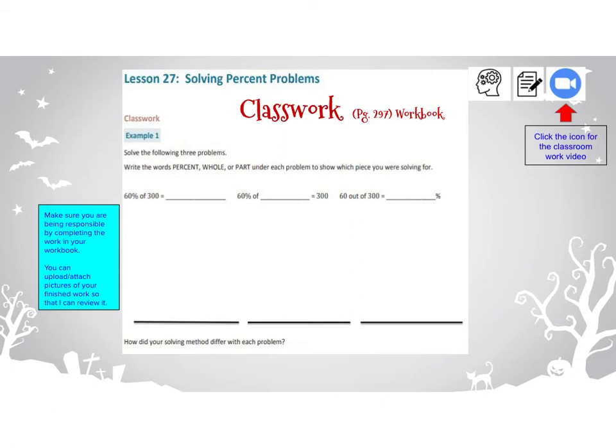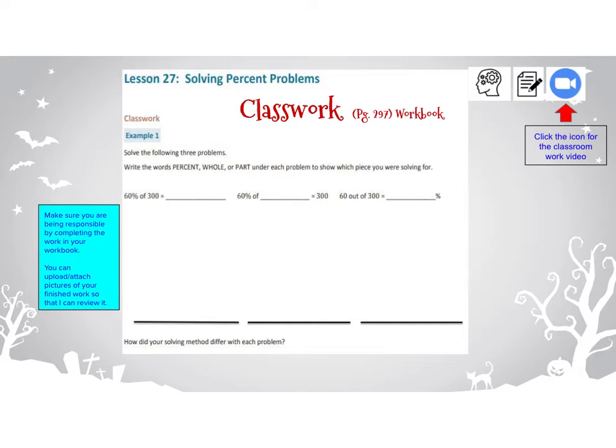Hi guys, we're taking a look at lesson 27 on page 297 in your workbook. We're solving percent problems. I think you're going to have fun with this. So this first example, the classwork says solve the following three problems, and then on the lines below we're going to write percent, whole, or part after we solve the problem.